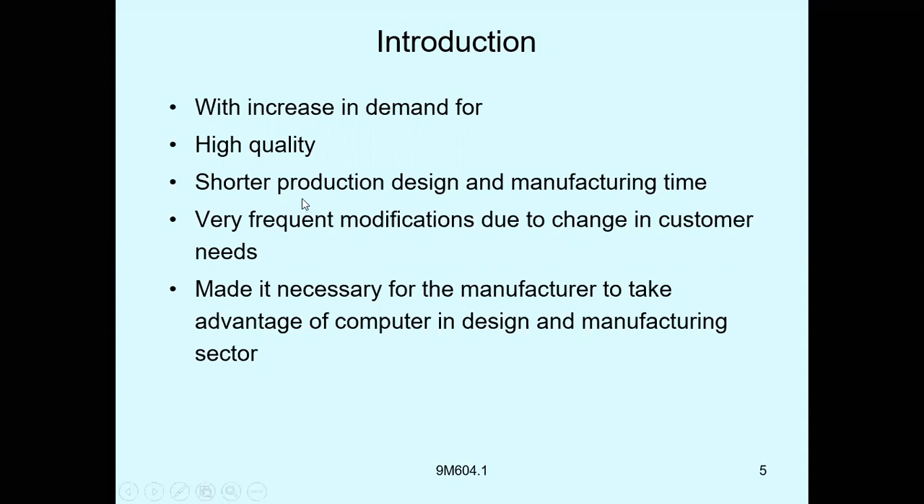Okay, so in this way, in a short span of time, you will get a different variety of products, and a different number of products can be manufactured, and very frequent modification can be done. So if you see the fourth point, based on the customer requirements, we can change the modifications in the existing design very easily when we use computers, and that made it necessary for the manufacturer to take advantage of computers in the design and manufacturing sector.